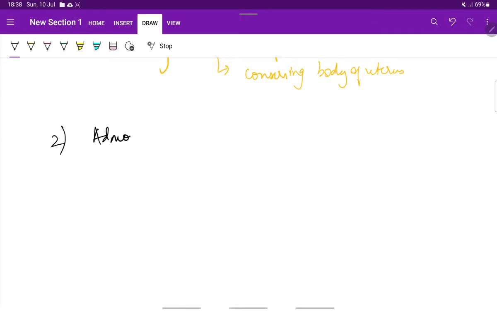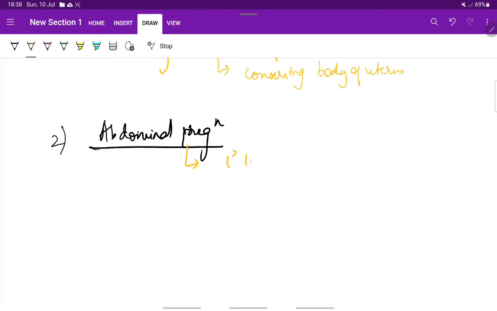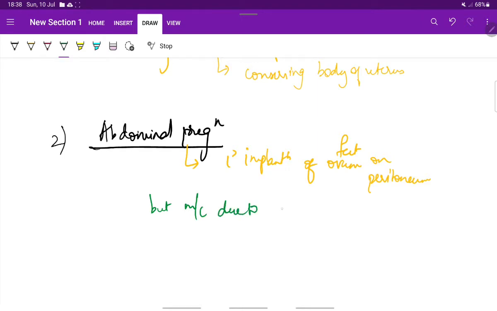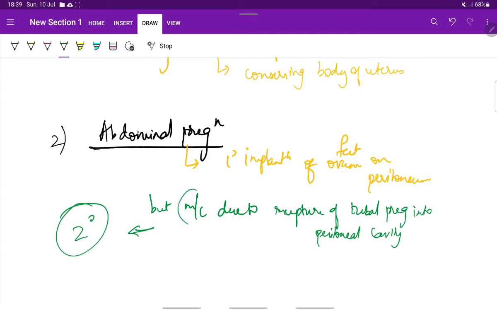Next let us see about the abdominal pregnancy. Abdominal pregnancy can be either due to primary implantation of the fertilized ovum on the peritoneum, but it is most commonly due to early rupture of tubal pregnancy into the peritoneal cavity, which is nothing but secondary abdominal pregnancy. This is the most common cause.